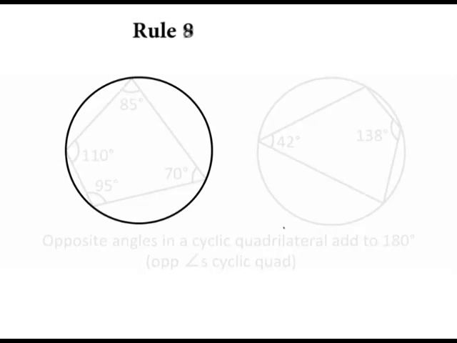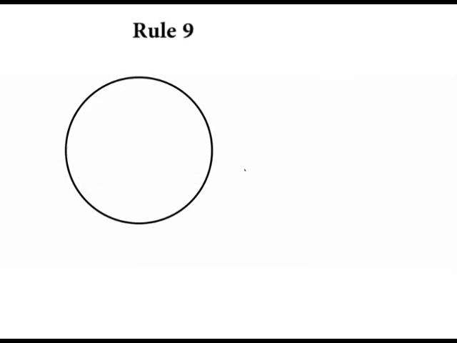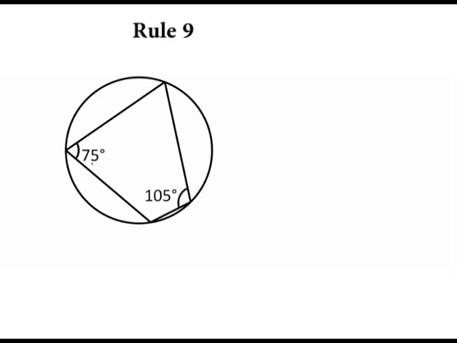Finally, the last rule, rule number 9. This is very similar to rule 8. It talks about cyclic quadrilateral, and we just learned that opposite angles are supplementary. Now if we extend this one side, you notice that it makes a straight line, and we know that angles on a straight line add up to 180 degrees. So this angle here must be 75 degrees.